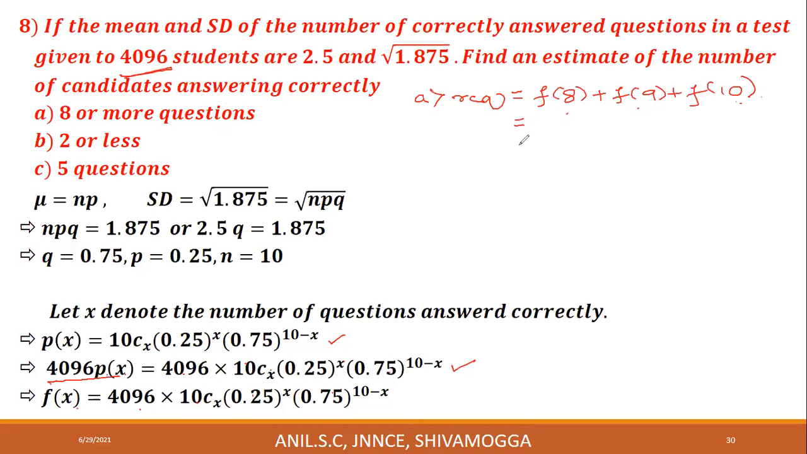You calculate F of 8, put X is equal to 8, simplify. Put X is equal to 9, simplify. X is equal to 10, simplify. 8 or more questions means X is greater than or equal to 8: 8 plus 9 plus 10.